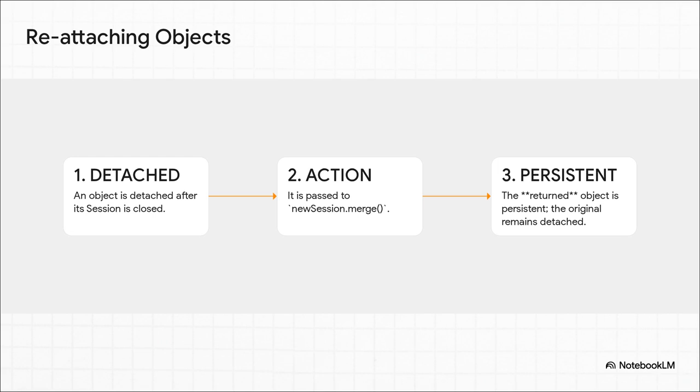But, and this is the part that trips up everybody, merge doesn't magically reattach your original object. No, it takes your changes, copies them onto a brand new, persistent object, and then hands that new object back to you. Your original object is still detached. You absolutely have to use the new guy that merge returns if you want to keep working with it.